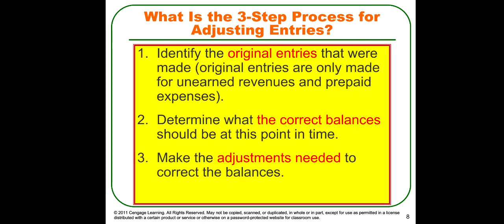Okay, these are the 3 steps. When you want to do an adjusted entry, the first one is identify the original entries that were made. This step 1 is relevant for adjusting entries for unearned revenues and prepaid expenses only.